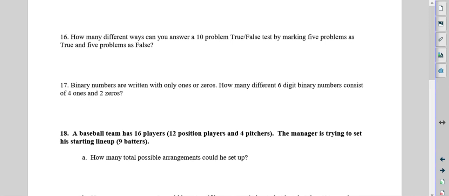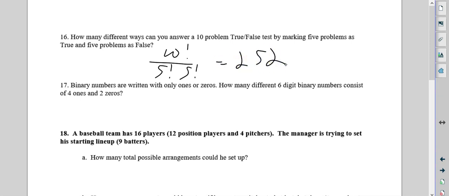All right, last page. How many different ways can you answer a 10-problem true or false test by marking 5 problems as true and 5 problems as false? So this is kind of like the same problem that we just did with repeating letters, all right? So we're going to have 10 questions, but there's 5 repeats here and 5 repeats here. So that gives us 252 different ways.